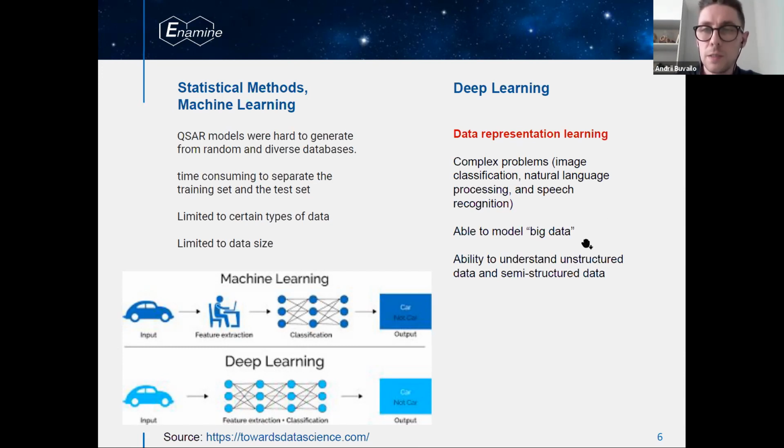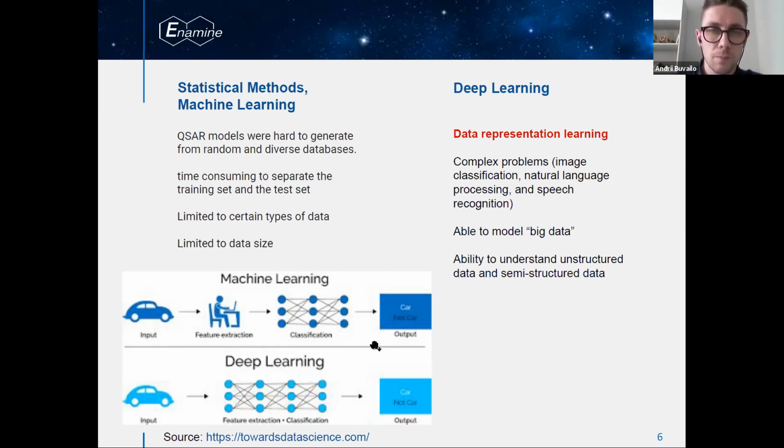In contrast, with deep learning, probably the biggest advantage is that it can learn representations of data by itself. Basically, in machine learning, typically something like fingerprints has to be actually instructed and thought over by actual scientists.